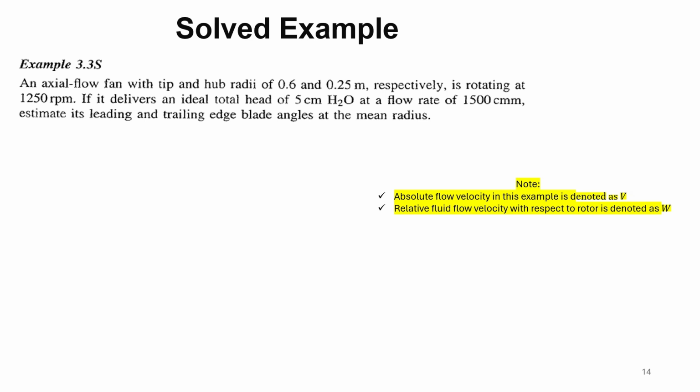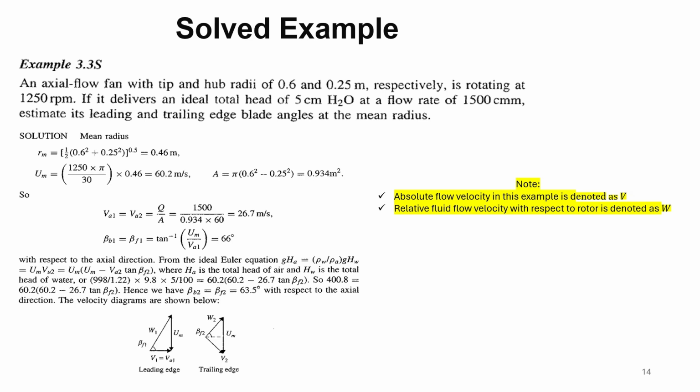Now another example is talking about an axial flow fan with tip and hub radii of 0.6 and 0.25 meter, rotating at this speed, and it's giving you the total head that this fan delivers, around 5 centimeter, and a flow rate in cubic meters per minute, this much. Now, similar to the previous example, it's asking you to estimate the leading and trailing edge plate angles at the mean radius.